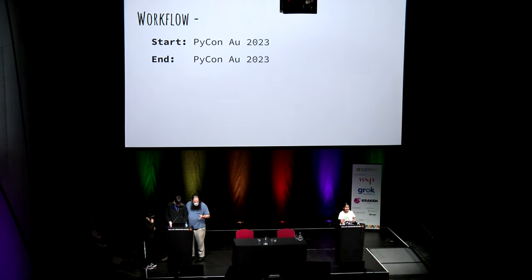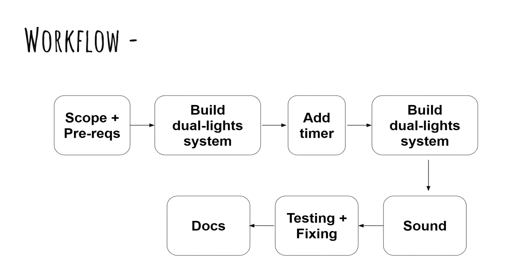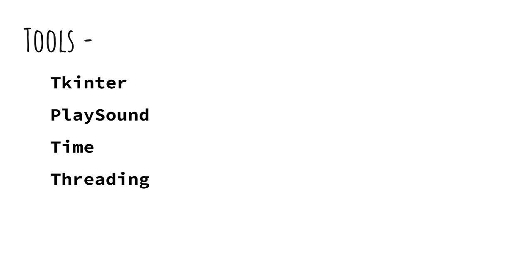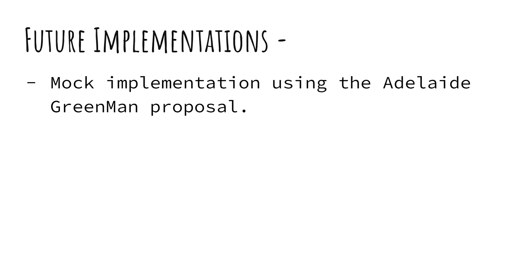And end it at PyCon AU because I know when I go back to university, I probably wouldn't have the time. My workflow, I would have the scope and prerequisites. Then I would build a dual light system, which is a red light and a green light, add some timer, build the dual light system, sound, get some sound, test it and fix it, and also most importantly, make the documentation. So the tools I used were Tkinter, playsound to play the audio, a timer, and threading so that multiple processes could happen at the same time.